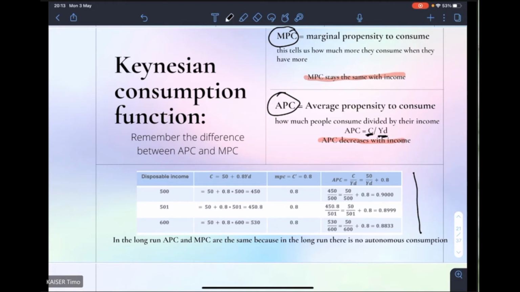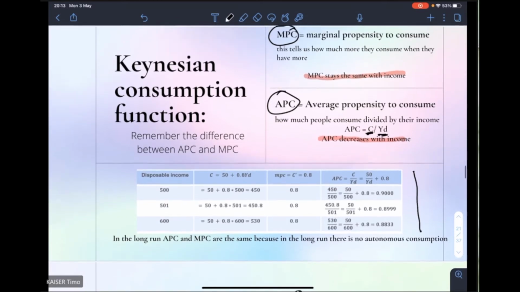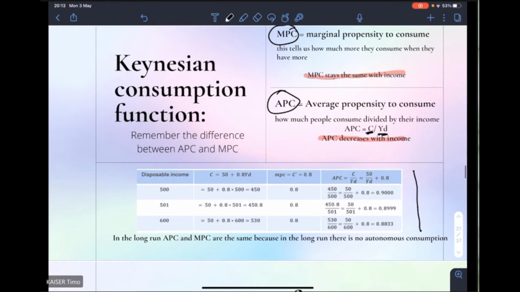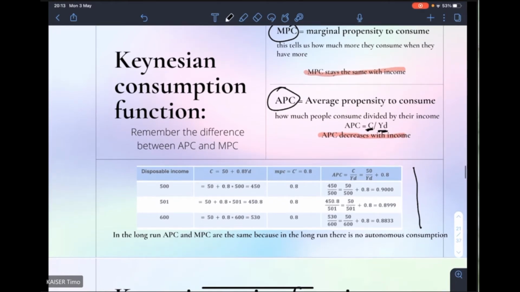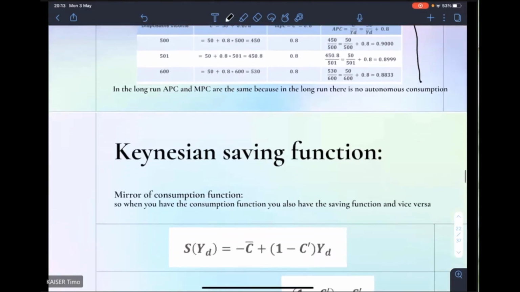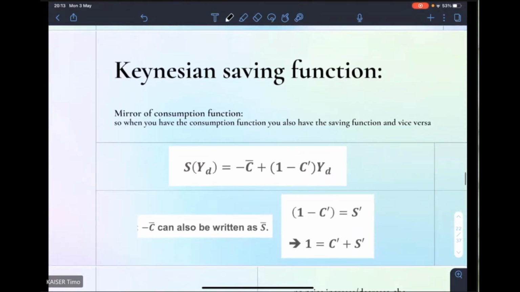Yeah, that's actually all I wanted to say about these two very important little things in the consumption function. Then let's go to the next part, which would be the mirroring function of the consumption function. That would be the savings function, because as we introduced before, what do you do with your disposable income? You either save or you consume.